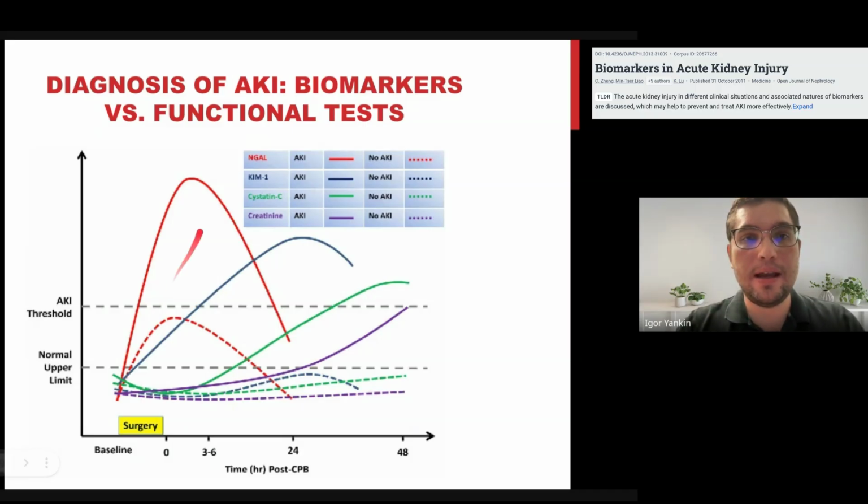And then it peaked at 3 to 6 hours. So again, it's much faster than creatinine concentration, right? So this is the main benefit of using biomarkers in a setting of acute kidney injury. And that's because they give you this information almost in real time, very fast, but there are obviously some limitations that we're going to talk about.